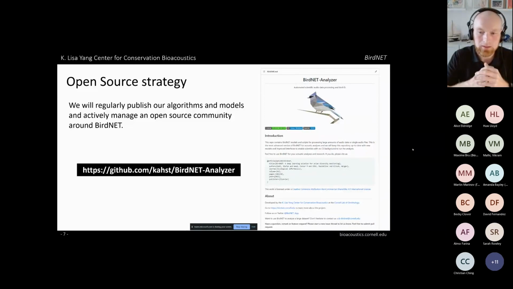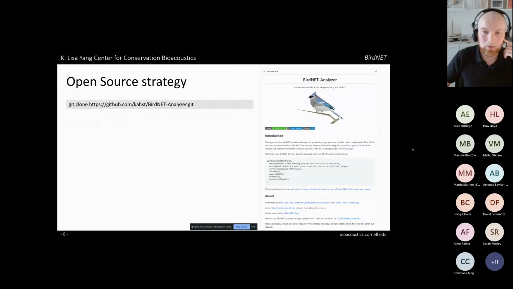It has a non-commercial license, so everyone can use it. Not necessarily for a commercial project, but for research, education, you name it, you can use it. Just go on GitHub and search for BirdNet-analyzer, and then you will hopefully find the web page that I have the screenshot of on the right-hand side. So this is a really brief tutorial on how to do things.